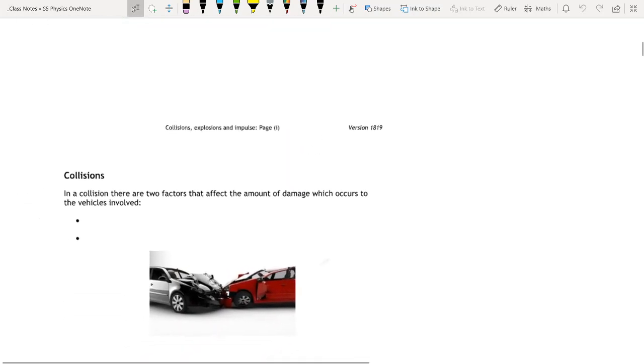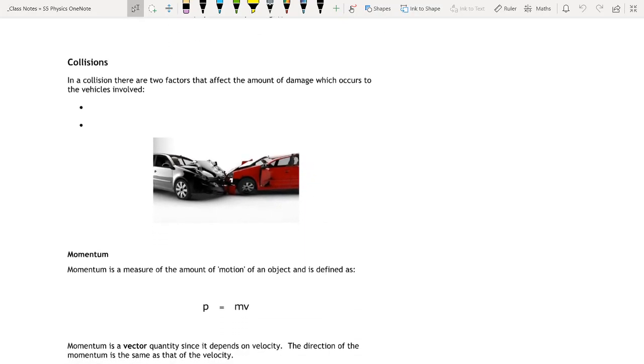So we're going to start off with the original, just what is momentum. In a collision, there are two factors that affect the amount of damage which occurs to the vehicles involved. So can we guess what they might be? Yep, speed and mass, or velocity and mass. Obviously, if you're going really quickly, then there'll be more damage. And also, if it's a bigger vehicle, so obviously crash into a lorry, there's going to be a lot more damage than if you crash into a bike.